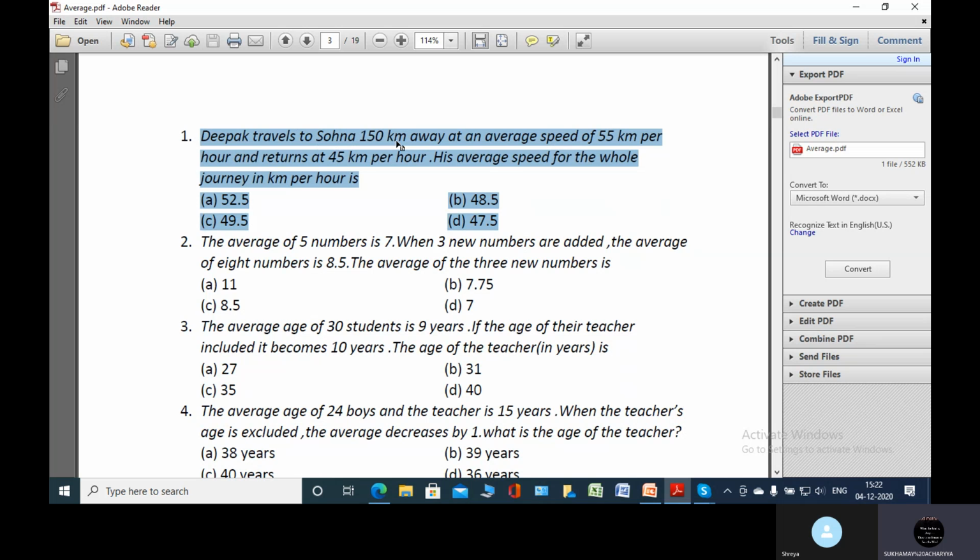Deepak travels to Sohna 150 km away at an average speed of 55 km per hour and returns at 45 km per hour. His average speed for the whole journey in km per hour is: there are 4 options, A 52.5, B 48.5, C 49.5 and D 47.5.